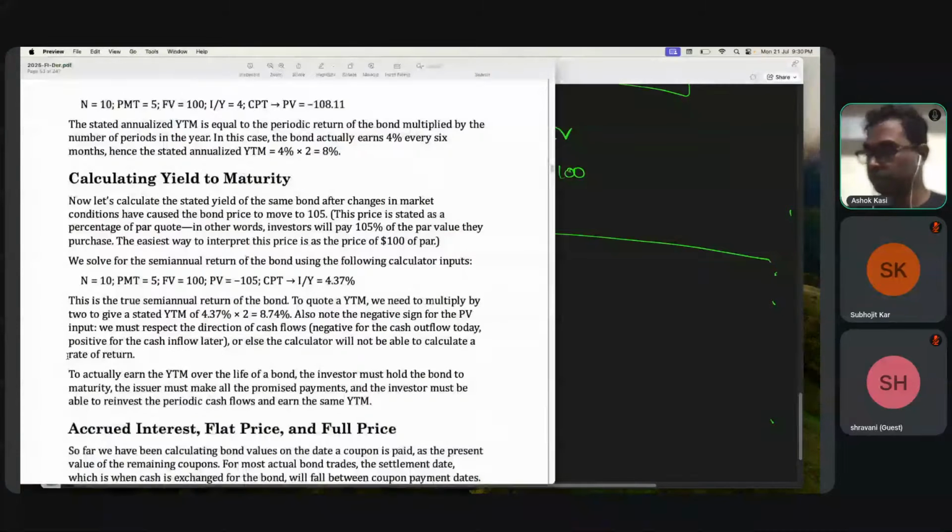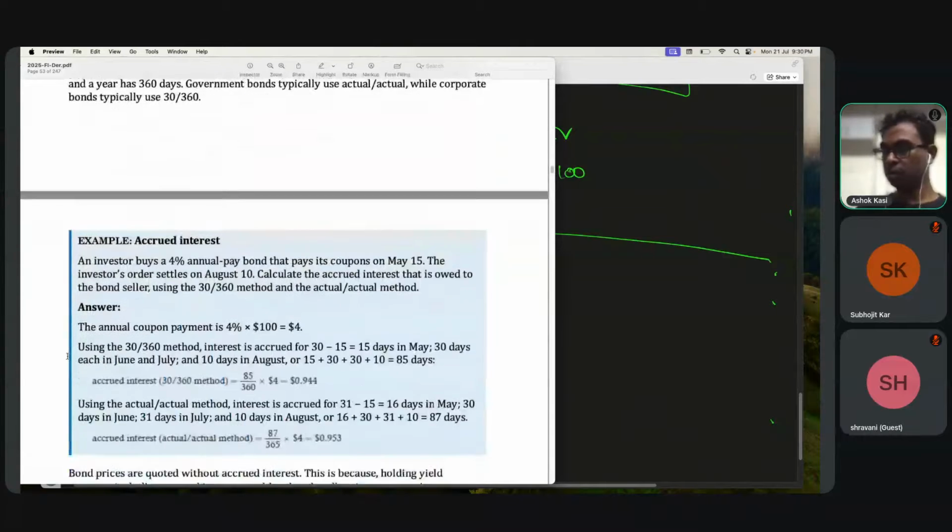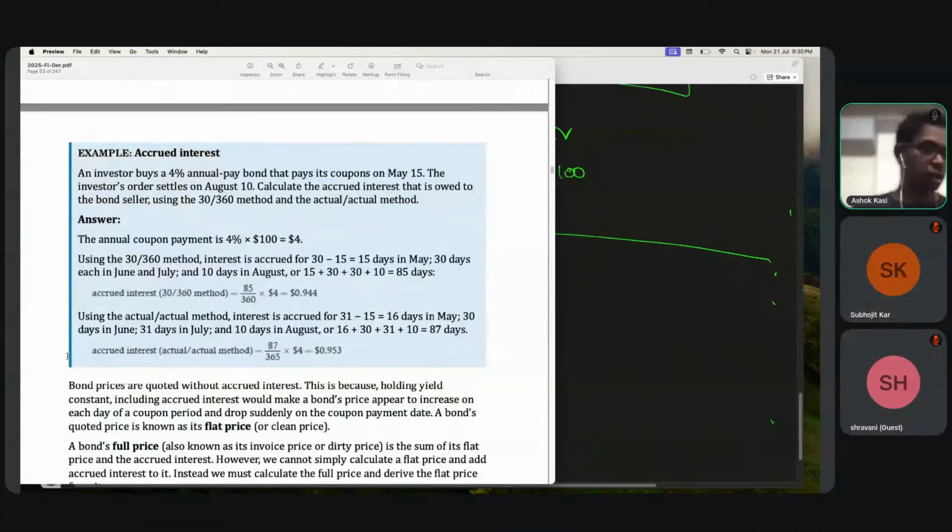Then now coming to accrued interest, flat price and full price. Okay. Just go through this question. I'll just connect my charger in the meanwhile. Just go through this question.